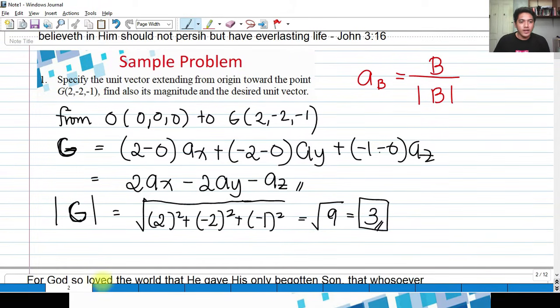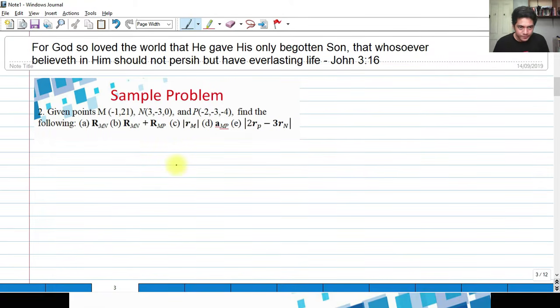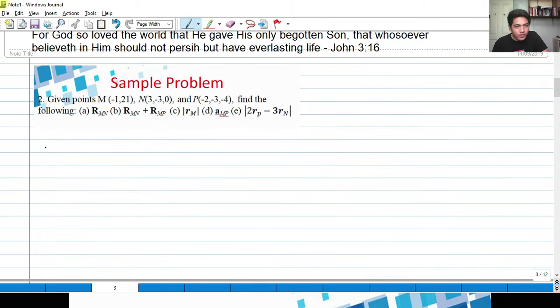Okay, so let's try again. Number 2. We have 3 points. Given points M(-1, 2, 1), N(3, -3, 0), and P(-2, -3, -4). Find the following. First, R sub MN. What does this mean? The vector from M to N. So as we can see here, from M to N, our terminal is N.